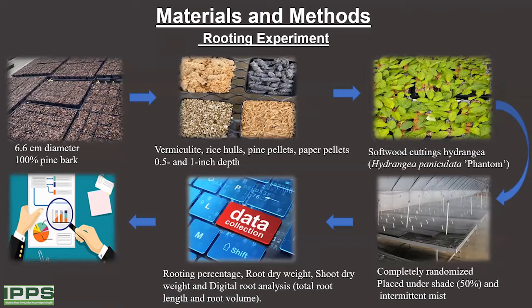A rooting experiment was done using a 6.6 centimeter diameter container with pine bark as a substrate. Four different mulches, namely vermiculite, rice hulls, pine pellets, and paper pellets, were used at 0.5 and 1 inch depth. Softwood cuttings of hydrangea were stuck in each container after application of all the mulches. All the containers were completely randomized and placed under shade and intermittent mist. Data were collected on rooting percentage, root dry weight, shoot dry weight, and digital root analysis was done to get root length and root volume. Data were analyzed using SAS.